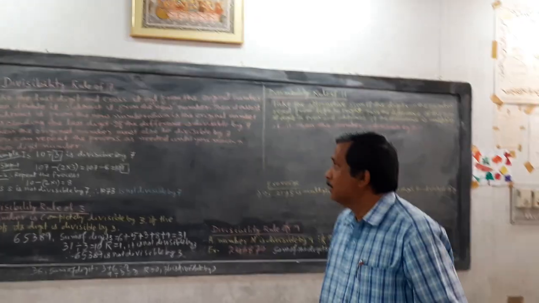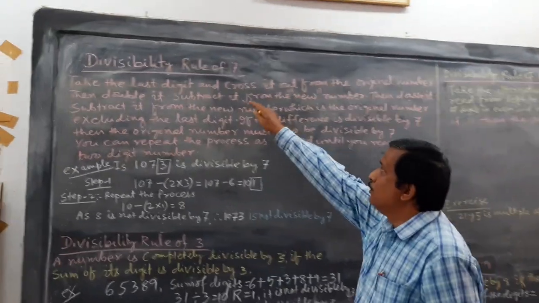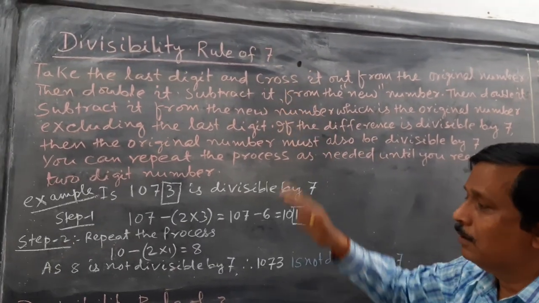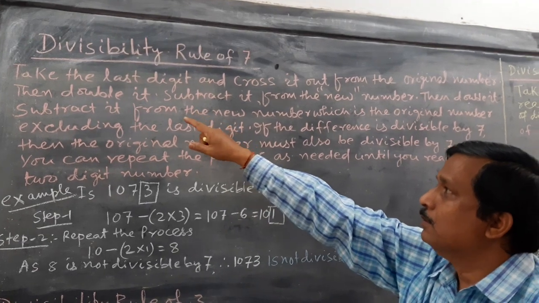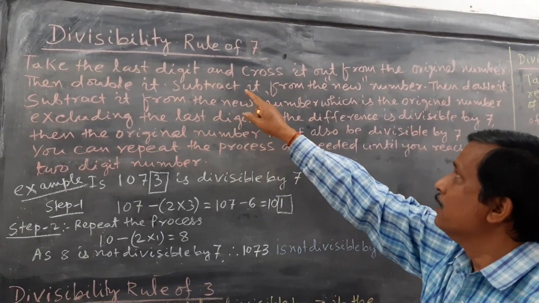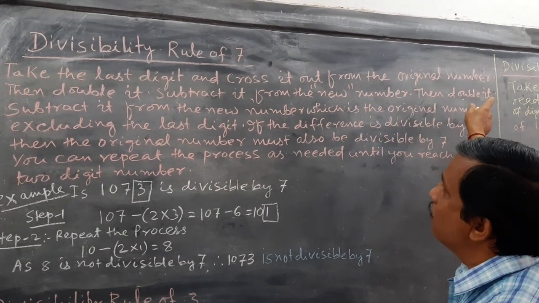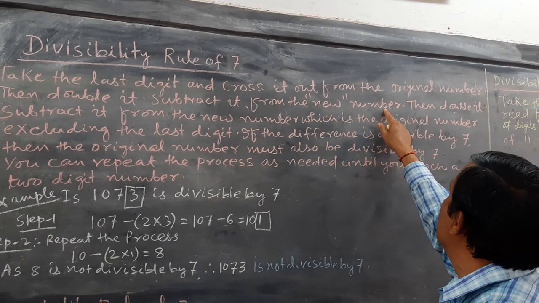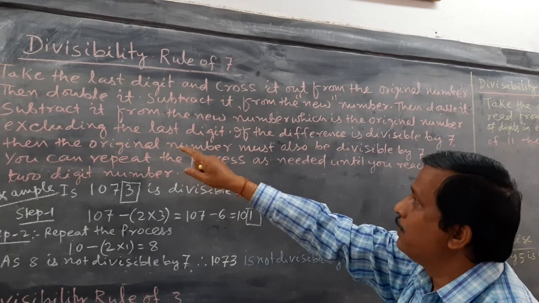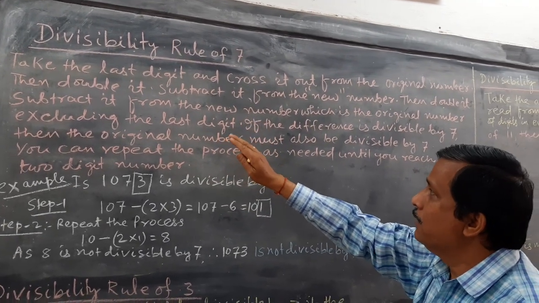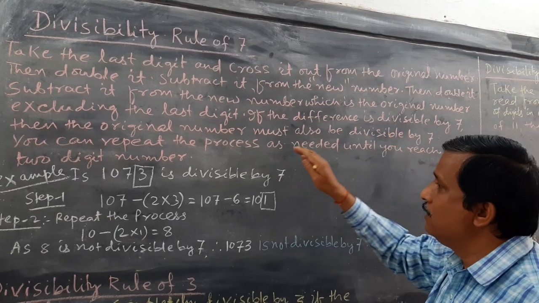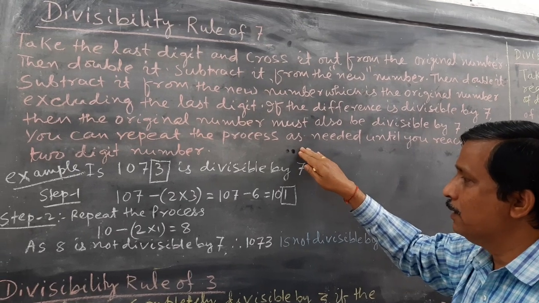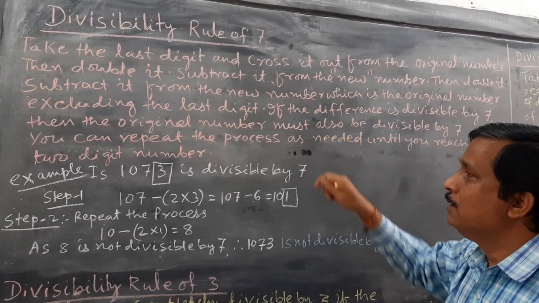We will start the divisibility rule of 7. This is different than other rules. So first you know the rules. Take the last digit and cross it out from the original number. Then double it. Subtract it from the new number. Then double it and subtract. In this manner you repeat this. And if the last digit is a multiple of 7 or divisible by 7, then you will tell that the number is divisible by 7.